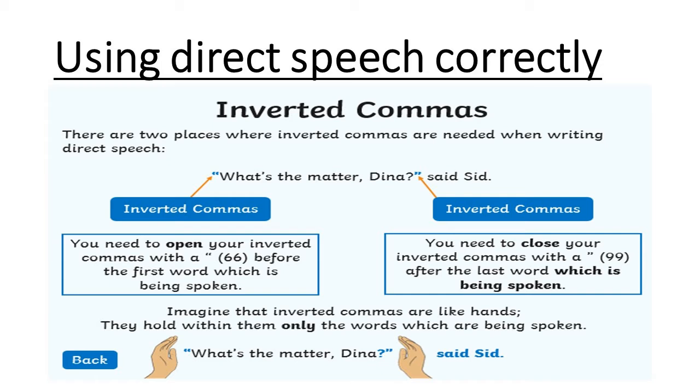As part of our story, we would like you to be using direct speech correctly. To do this, you will need to use inverted commas. There are two places where inverted commas are needed when writing direct speech. At the beginning and the end of when the character is speaking.